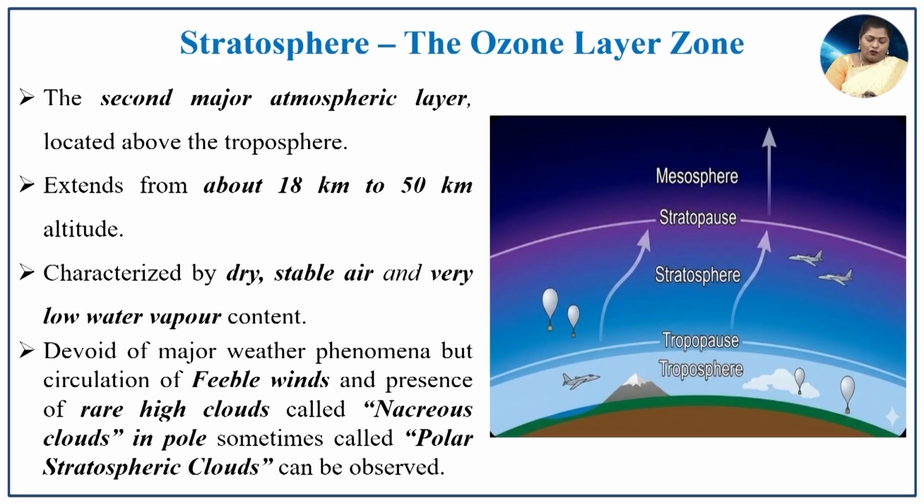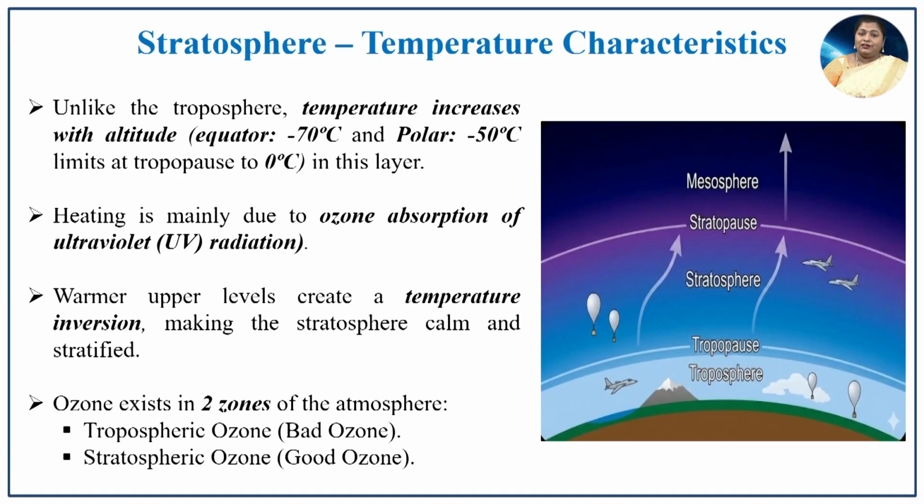Only the circulation of feeble winds and the presence of rare high clouds, that is nacreous clouds in the polar region. Sometimes it is also called polar stratospheric clouds. So, this cloud is present in this layer in rare cases. Unlike the troposphere, the temperature increases with altitude in this layer. In the troposphere, what we have discussed, there is a decrease of temperature, but in the stratosphere there is an increase of temperature with increasing altitude.